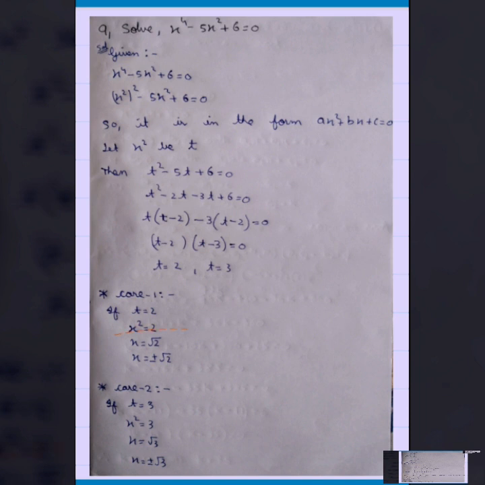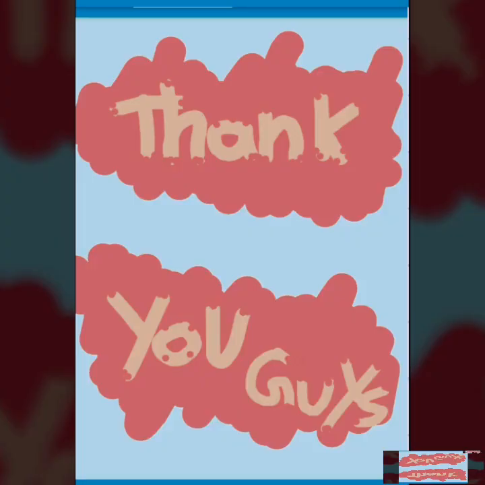If t is equal to 2, then x square is also 2. So x square is equal to 2. If we send the square towards the right side, it becomes a root. Then x is equal to root 2. So x is equal to plus or minus root 2. In case 2, if t is equal to 3, x square is equal to 3, x is equal to root 3, and x is equal to plus or minus root 3. So guys, I hope you understand. Thank you guys for watching.